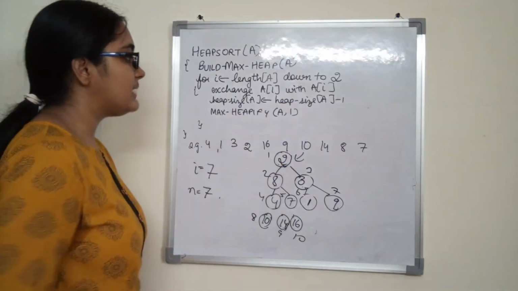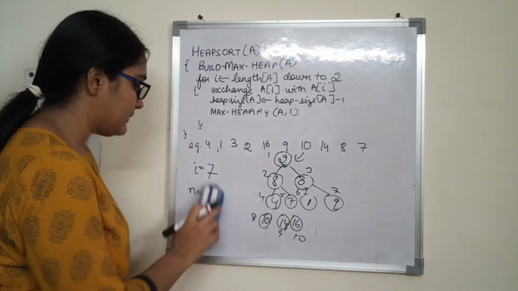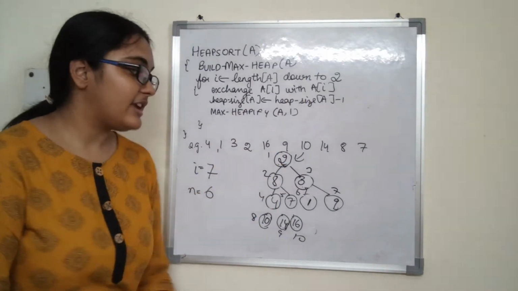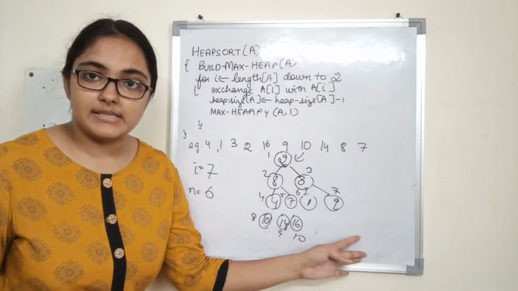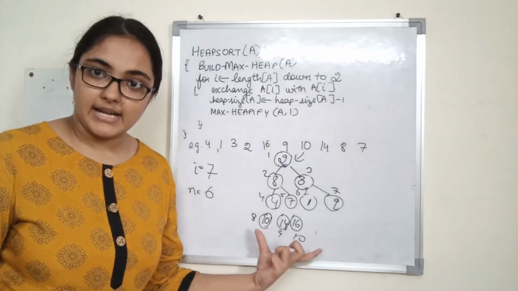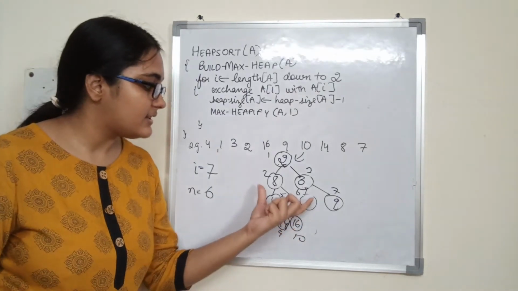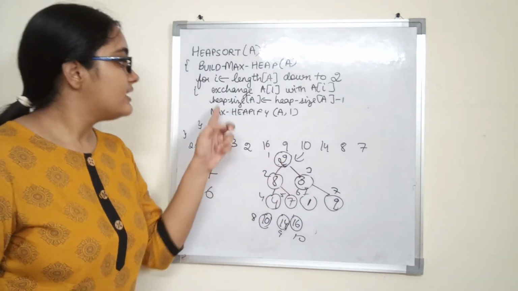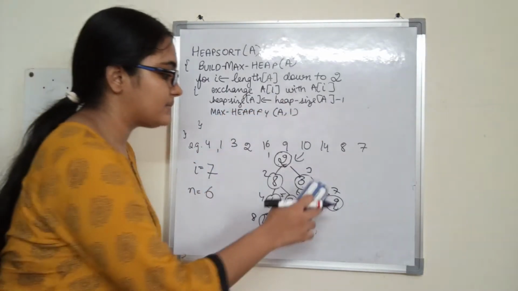Now we have exchanged. Heap size is equal to heap size minus 1. Now heap size is equal to 6. Why? We have placed the four largest elements of the array at the correct position, and now the remaining elements under consideration are only 6 elements, alright. So we have decremented heap size is equal to heap size of A minus 1.